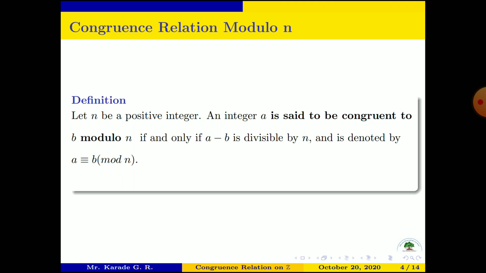And we denote this thing by using the notation a is congruent to b modulo n. So this is the sign of equivalent sign.